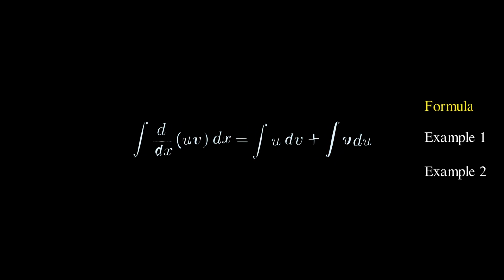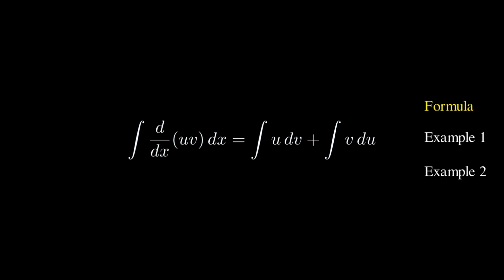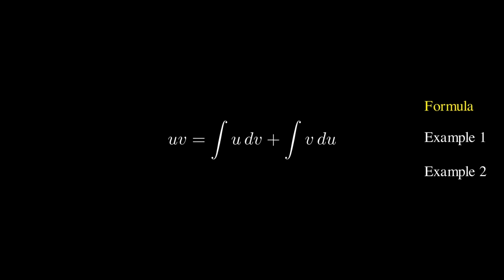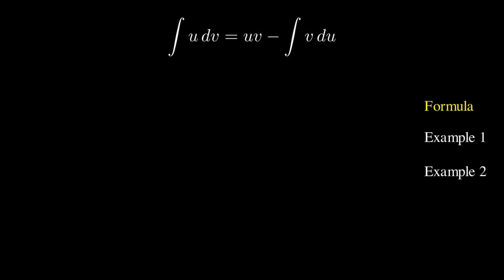Integration by parts comes from the product rule of differentiation. If you have two functions of x, u and v, the derivative of u times v is equal to u times dv by dx plus v times du by dx. If we integrate all the parts, we get that uv equals the integration of u dv plus the integration of v du. If we rearrange that, we get that the integration of u dv equals u times v minus the integration of v du.